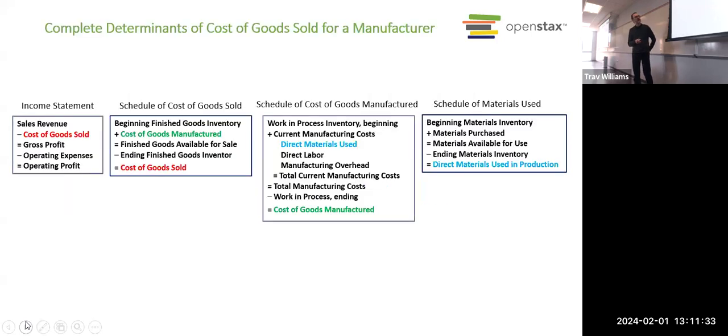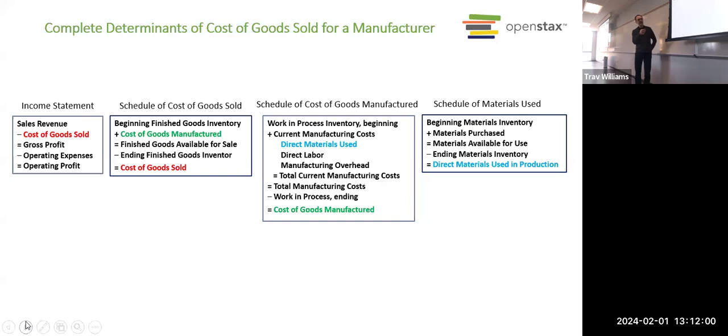So, and then here we see how they all fit together, right? From the schedule of materials, we get the direct materials used in production. That becomes part of this calculation. That gives us cost of goods manufactured. But not every good that was manufactured was sold. So that becomes part of this calculation, and we can figure out the cost of the goods that we actually sold, which becomes part of our income statement.